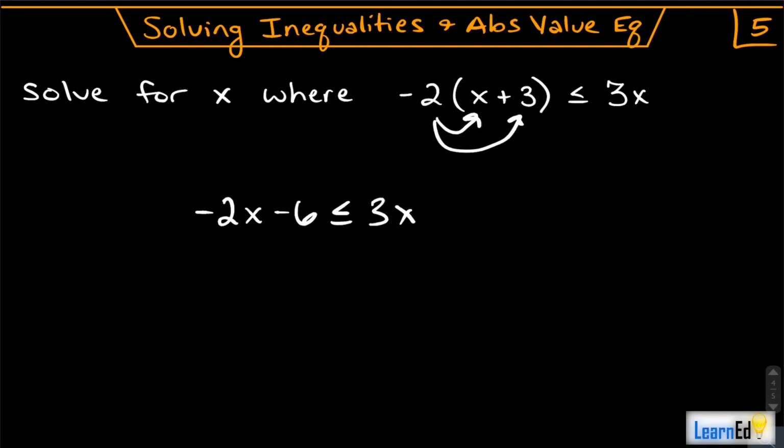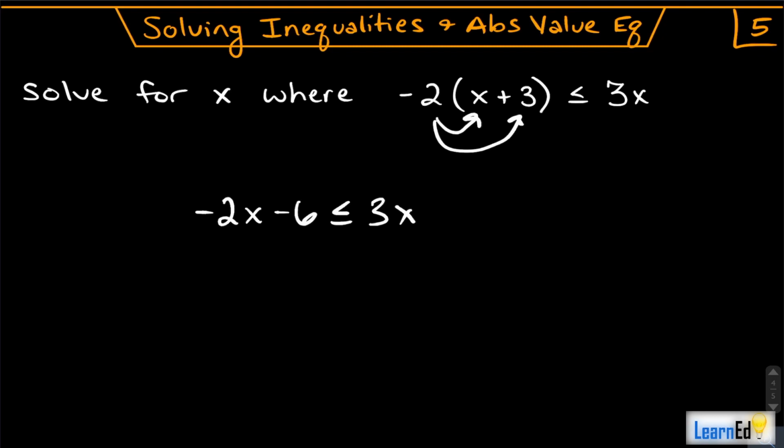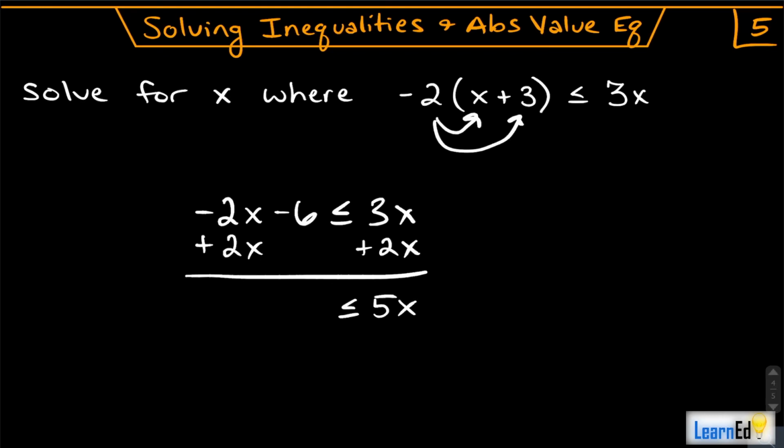You don't change the sign at all, right? Because you didn't divide by -2 on both sides. The only time you have to flip the sign is when you multiply or divide by a negative number on both sides. That's the only time you have to do that. Now what we're going to do is just get our x's to one side. We can do that by adding 2x on both sides, and we get that 5x is greater than or equal to -6.